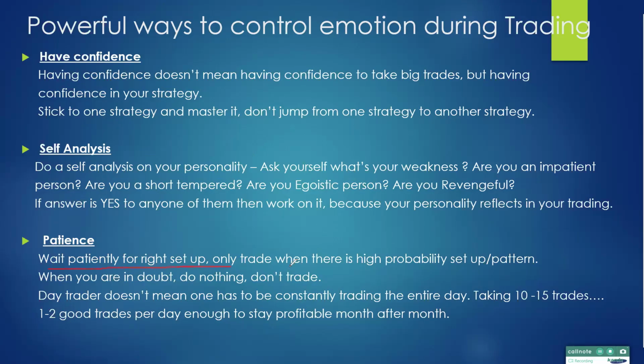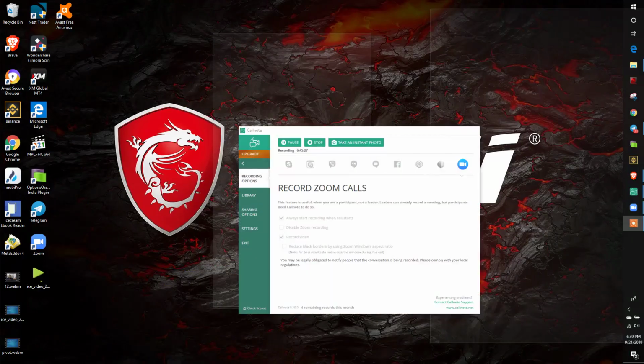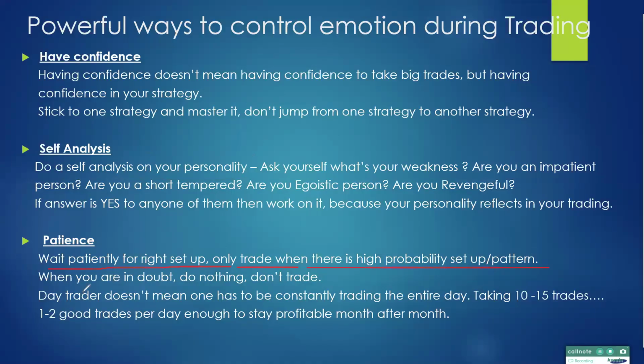Wait patiently for the right setup. Only trade when there is a high probability pattern or setup. When you are in doubt, do nothing, don't trade. If you think Nifty is showing a bullish pattern, but Bank Nifty is already at some CPR resistance, so should I take a long trade in Nifty or not? Because I said you should watch both, Nifty and Bank Nifty. So when you are in doubt, what should you do? Do nothing. Don't take the trade, because you'll have another trade. Trades will keep coming. They will not go anywhere. Take only high probability trades when you see a good probability setup or pattern.